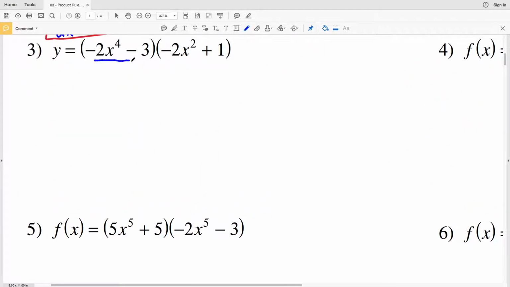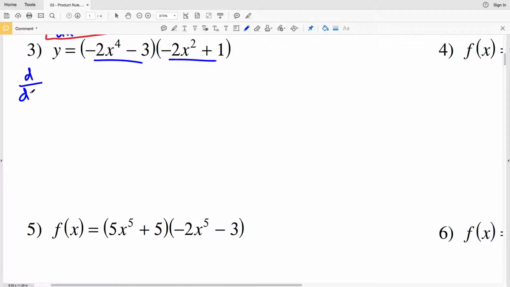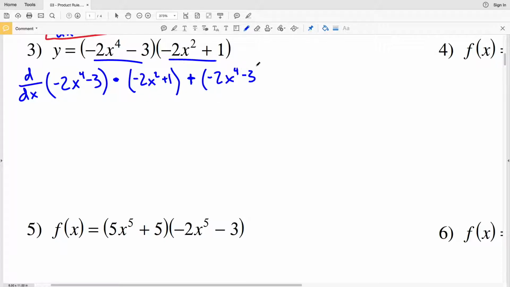In number 3, we have a binomial times a binomial, so it's going to be a little bit more work. So the derivative of our first binomial, negative 2x to the fourth minus 3, will get multiplied by our second binomial, negative 2x squared plus 1, and then that will get added to our first binomial, negative 2x to the fourth minus 3, times the derivative of our second binomial, negative 2x squared plus 1.